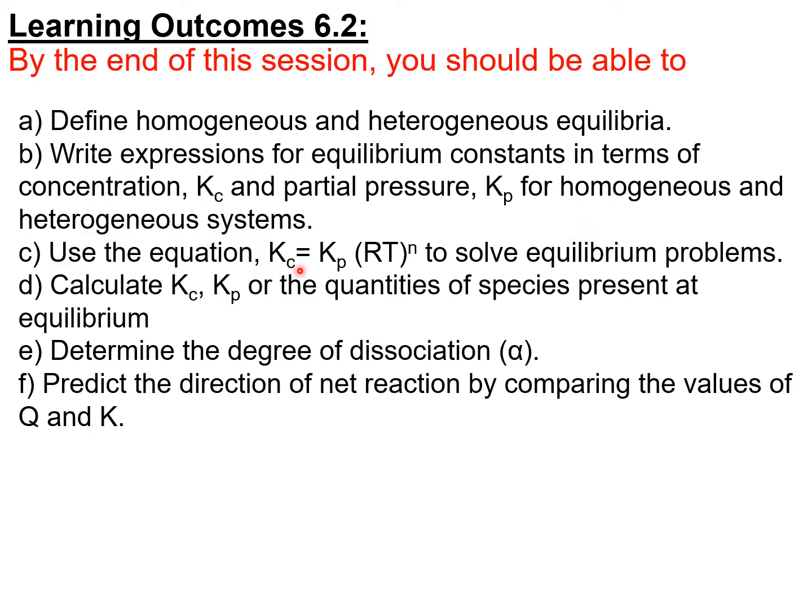Use the equation Kc is equal to Kp times (RT) to the power of Δn to solve equilibrium problems. Calculate Kc, Kp, or the quantities of species present at equilibrium. Determine the degree of dissociation. And lastly, predict the direction of net reaction by comparing the values of Q and K.